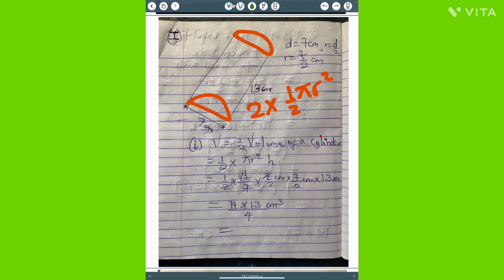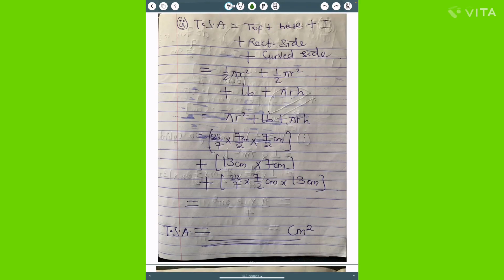Then the area of the curved body. The curved part of the cylinder will be equal to half the curved surface area of a cylinder. So half the curved surface area of a cylinder will be the area of the curved body. So look at it here: half pi r squared plus length times breadth plus half times 2 pi r h. You understand? This is half the curved surface area of a cylinder.